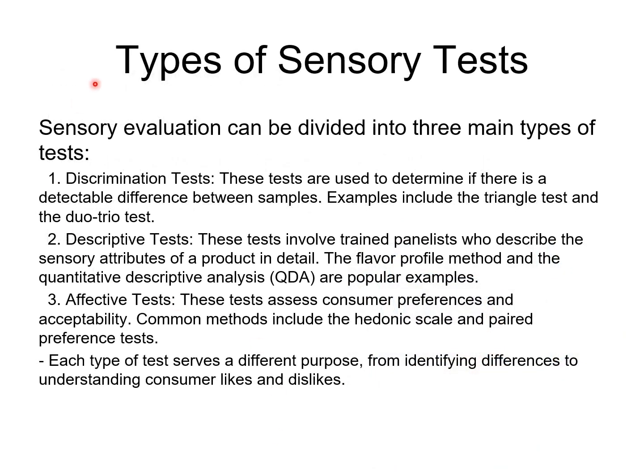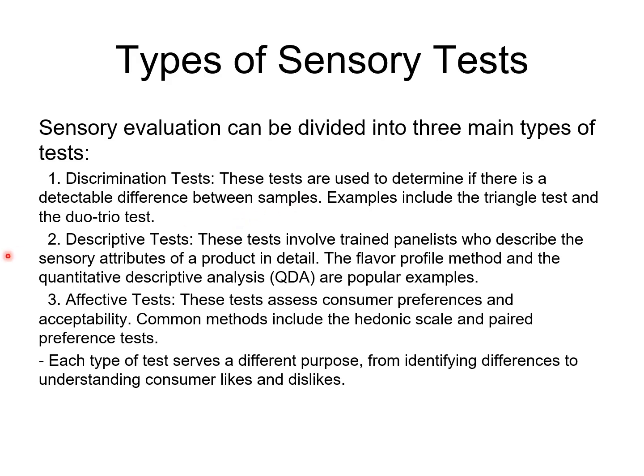There are a few types of sensory tests. Sensory evaluations can be divided into three main types. As I mentioned earlier, the first one is the discrimination test. These tests are used to determine if there is a detectable difference between samples. They include the triangle test and the duo-trio test.